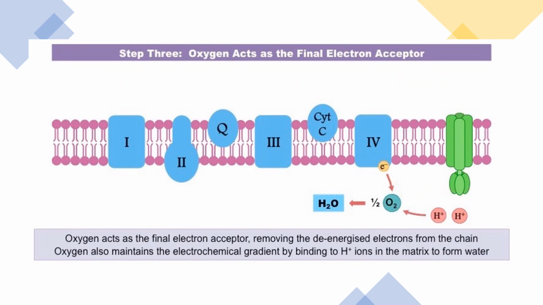The last step is that oxygen acts as the final electron acceptor. The final electron acceptor at the end of the transport chain is oxygen. Complex 5 transfers the electrons to oxygen, which combines with hydrogen ions to form water.